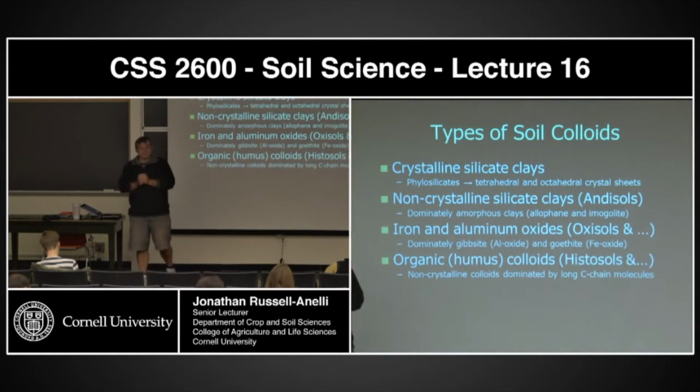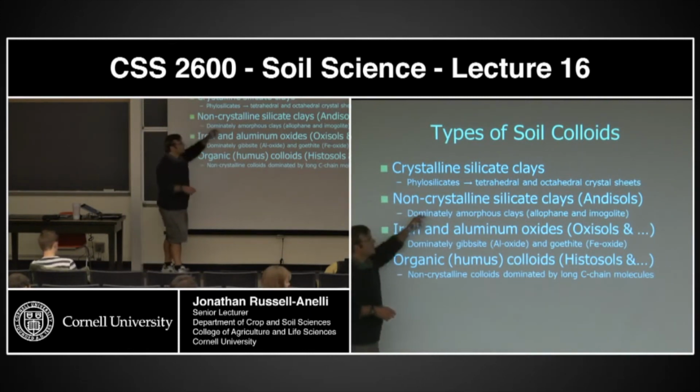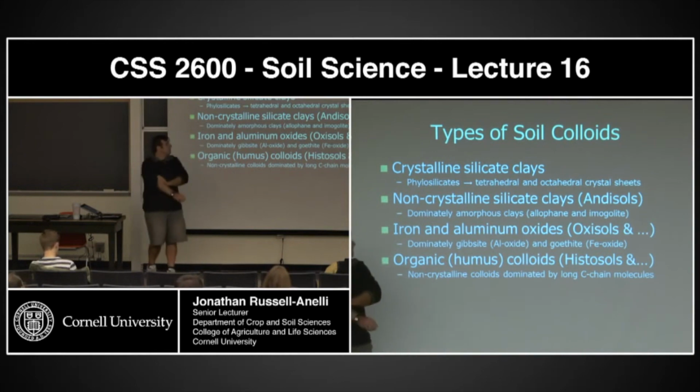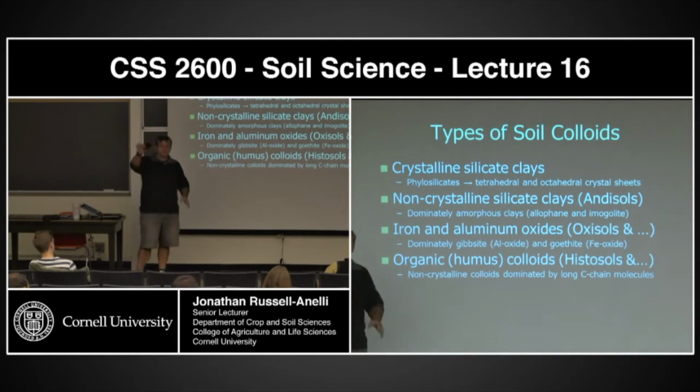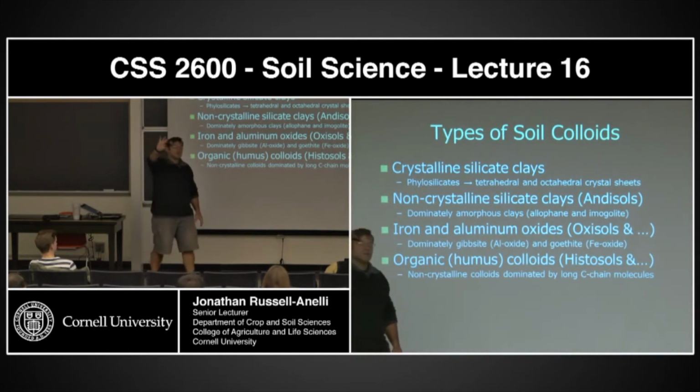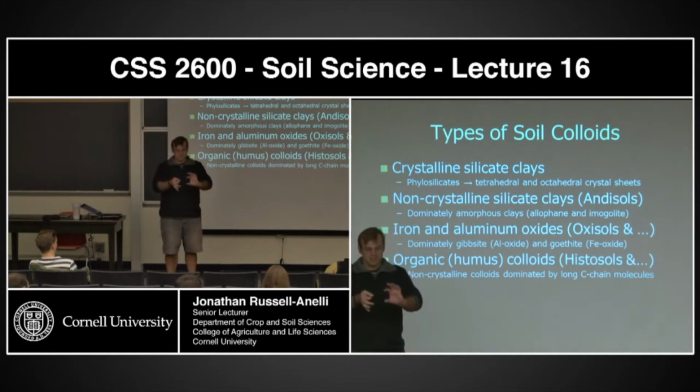So the types of colloids. There are basically 4 that we're going to be talking about, and actually, we are going to talk about all of these. The first one is crystalline silicate. These are sheet silicates, clays. We also have non-crystalline silicate clays. These are not sheet clays. When I'm talking about sheet clays, anybody know what this is? This is mica. I'm going to pass this around in a few minutes, but basically this is a layered mineral. The layers in here are basically based on silica and oxygen.